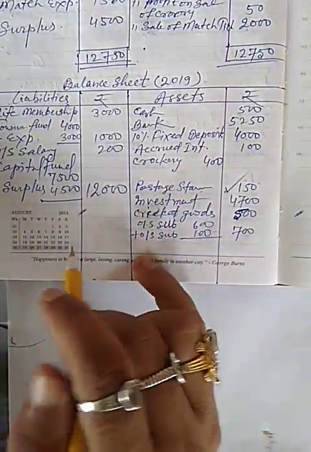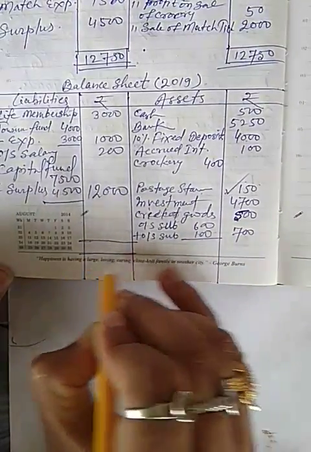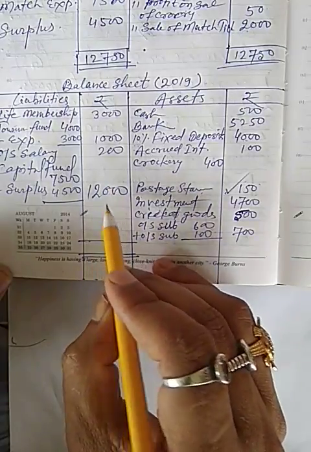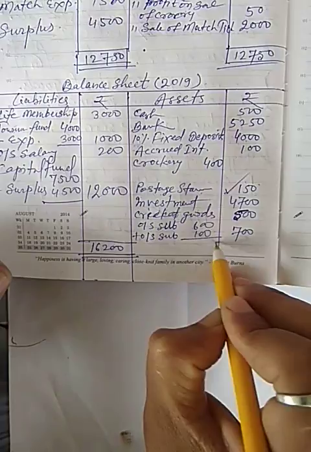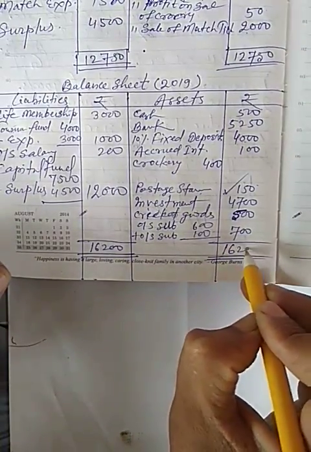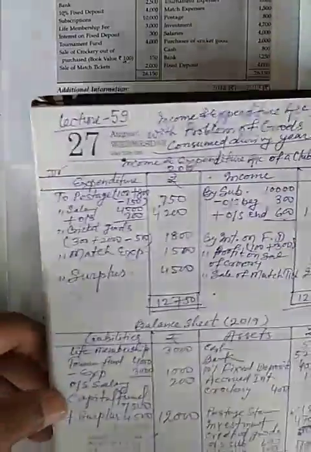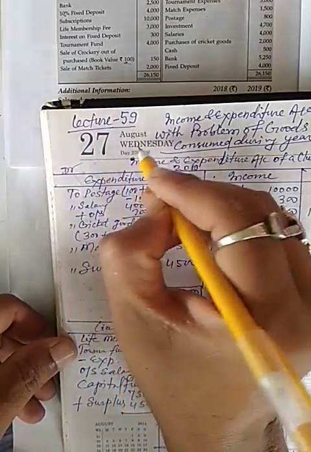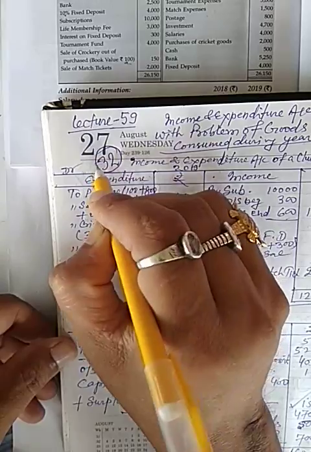Now I will calculate total of liability side and asset side both. 16,200, and asset side also 16,200. Student, this is question number 32 from your book, you can see.